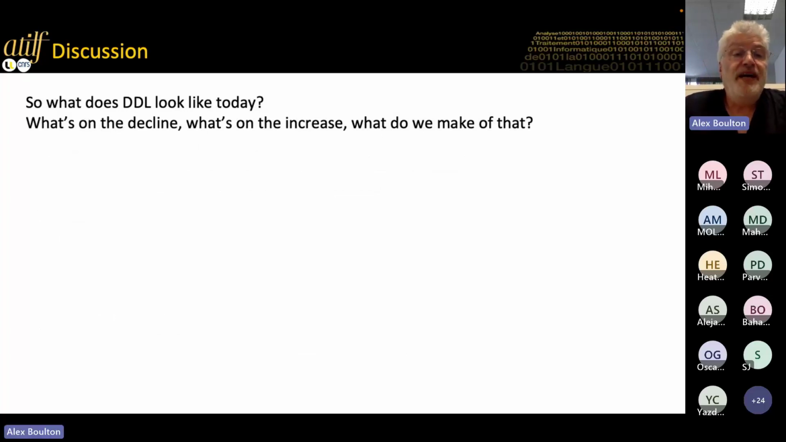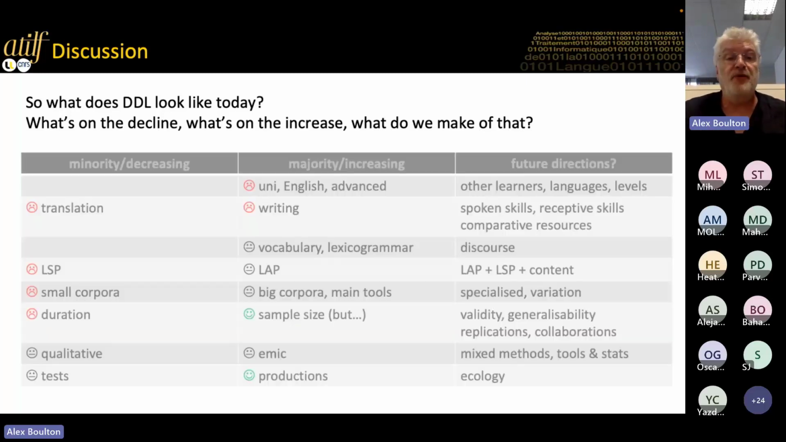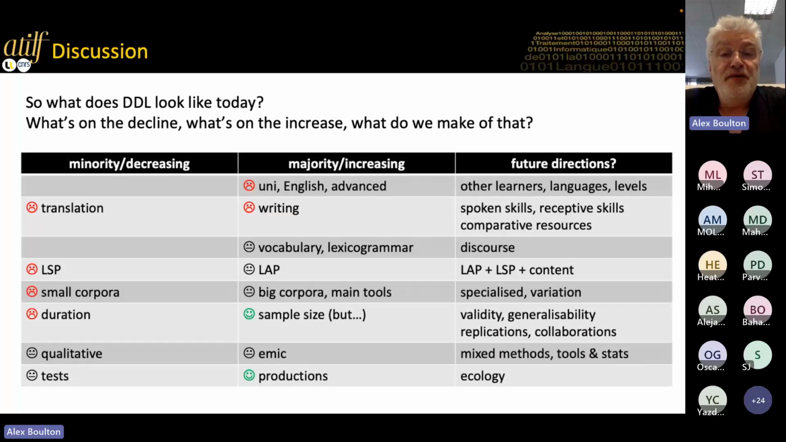More specifically on DDL, so remember my basic question, what does it look like today? So what's on the decline, what's on the increase, and what do we make of that? Well, a lot of the studies, as I said, are at university with English as a target language, advanced learners. I'd love to see more with other learners outside university, in schools, outside formal education, adult learners, in language schools, further education, languages which aren't just English, at different levels. What about beginners or people who've got different levels of ability?